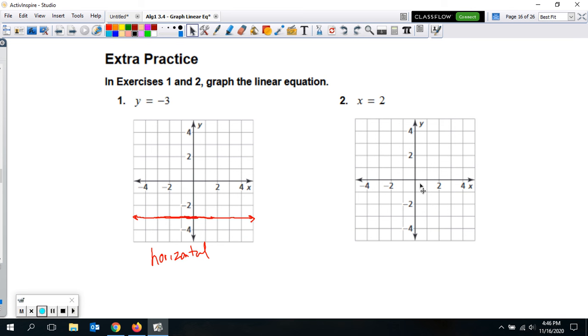And this one says x equals 2. So on the x-axis, where is 2? It's right here. And it's constantly going to be 2. So this would be (2, 1), (2, 2), (2, 3), (2, 4). x would constantly be 2 going along that vertical line. And so it's just going to be a vertical line going straight down through there. So these can be very simple to do. You just got to remember how to graph them as horizontal and vertical lines.